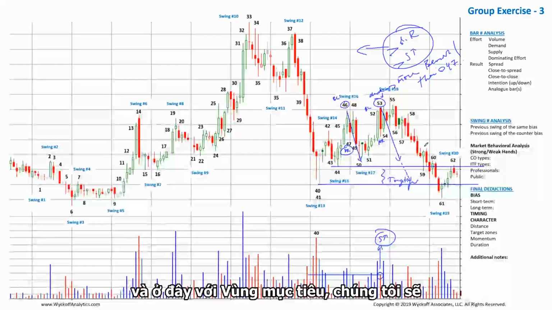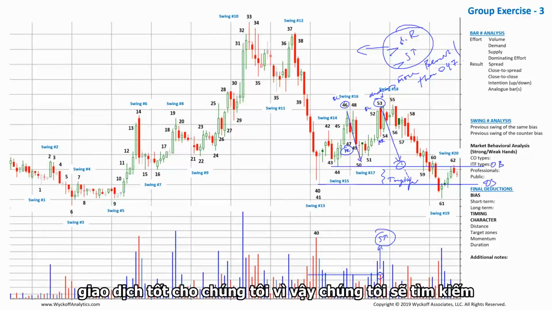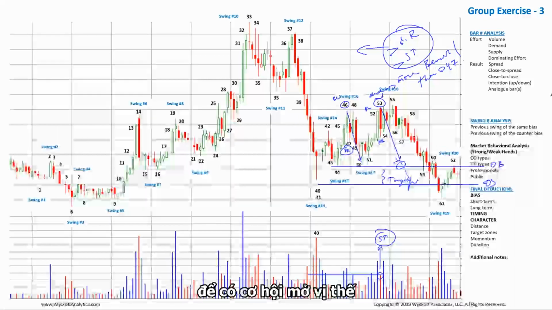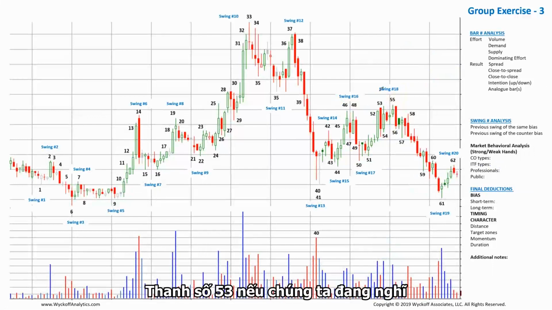And here with the target zone, we would be thinking that if this is an overbought condition for this target, then this is going to be an oversold condition. And we would be thinking that this is a good trade for us, so we would be looking for an opportunity to open the position here. Now, there is something wrong about bar number 53 if we're thinking establishing the position right away.